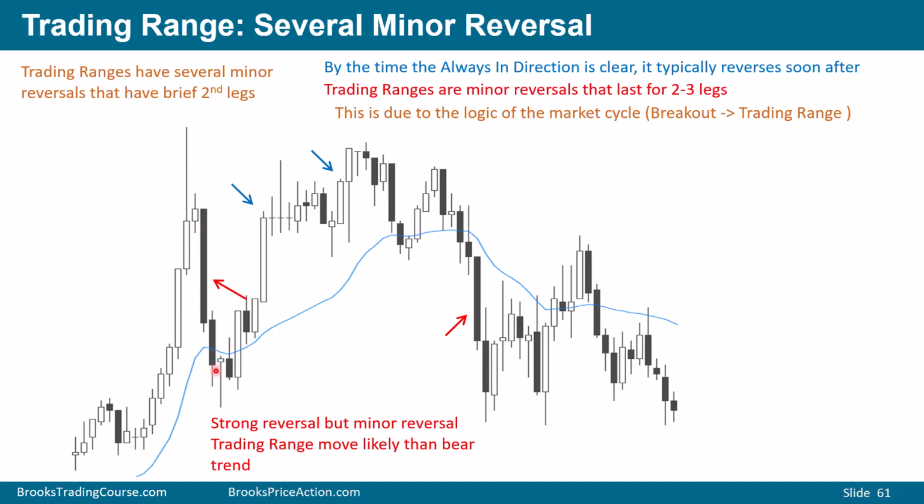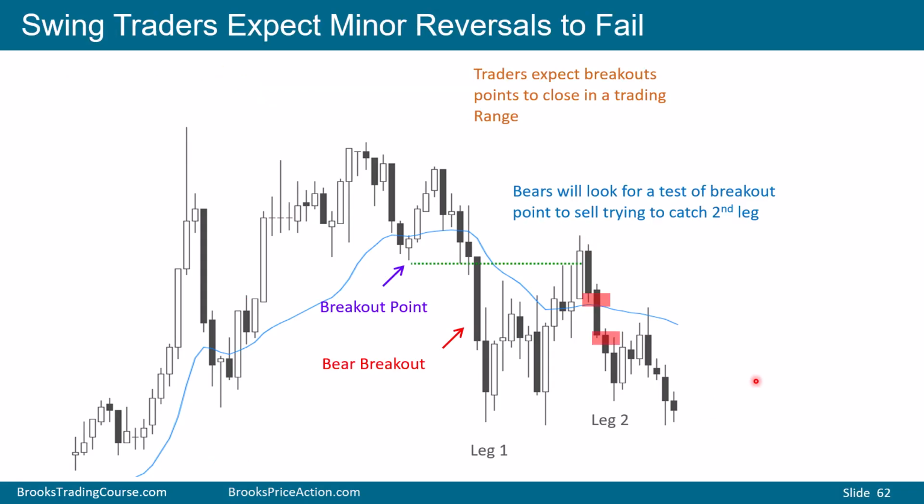Strong bear breakout, we pulled back and we tried to get a second leg, but it's against the strong rally. Here we have a strong bull breakout up here, but it's in the upper third of this range. It got a small second leg and then went sideways. Big bear breakout, but by the time it's clearly bearish, you had a deep pullback, an attempt at a second leg down, and then an even deeper pullback, and then a larger second leg down. Swing traders, they expect minor reversals to fail.